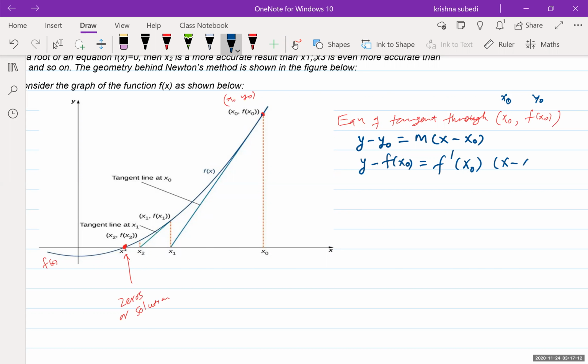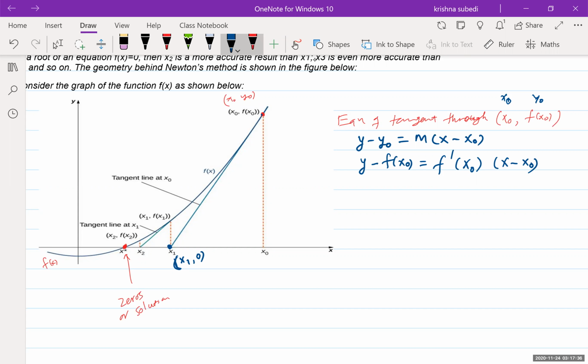And x minus. Is there any question so far, guys? That's the equation of the tangent line, right? Now tell me, what is the coordinate of this point x1? It will be x1 and 0, right? Because it is on the x-axis, so y will be 0.